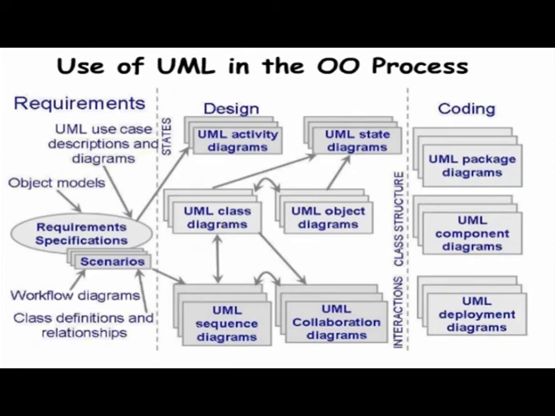So these are the different diagrams that are involved in the object-oriented design process. Initially, we'll have the use case model, the activity diagram, and so on. During the design process, we'll have the state diagram, activity diagram, class diagram, object diagram, sequence diagram, collaboration diagram. And during the coding, we'll come up with the package diagram, component diagrams, and deployment diagrams. Just an indicative use of the diagrams in different stages of development.